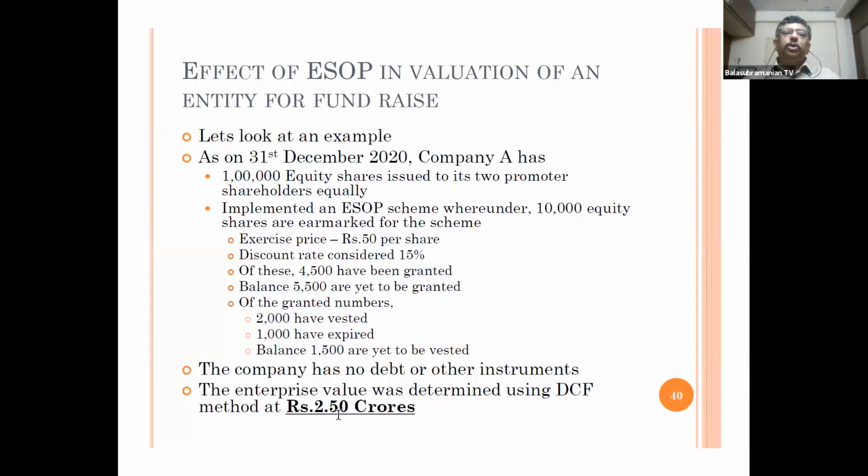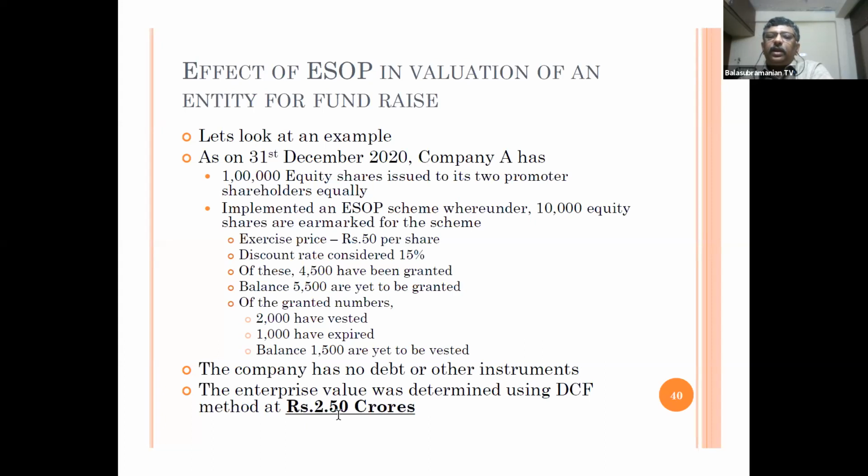So I'm going to now touch upon this. Let's take an example. As of 31st December 2020, the company has 1 lakh equity shares issued to its 2 promoters. So only promoters are holding shares, 1 lakh equity shares. They have implemented an ESOP scheme under which 10,000 equity shares are earmarked for the scheme. 50 rupees is the exercise price. Discount rate considered is say 15%.